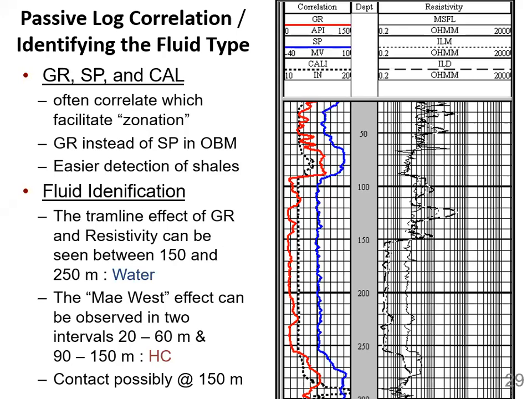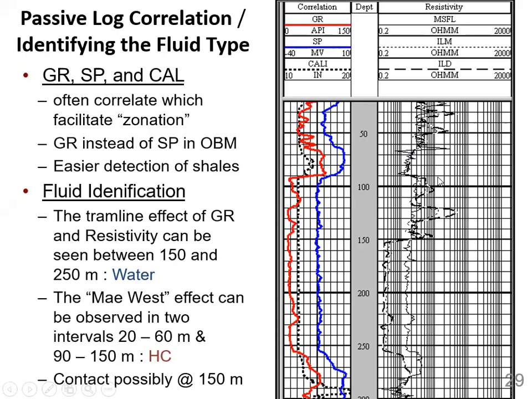Now, this is presented from an example. In this log rather, we just have 2 tracks. So we have track 1, which in this case has the gamma ray, the SP, and the caliper log. And then in the second track, okay, this is the depth track. Remember, I said we don't usually consider this a separate track. And then here you have the resistivity.